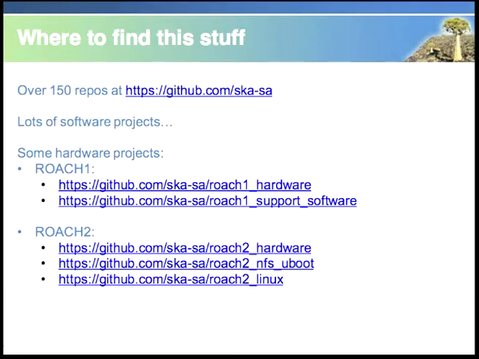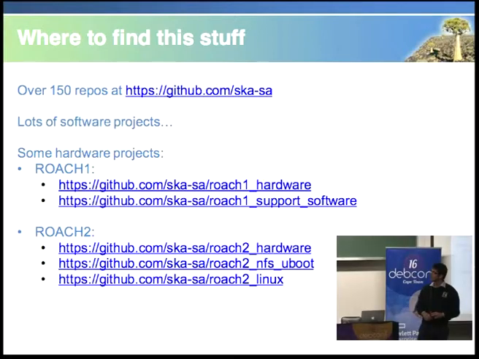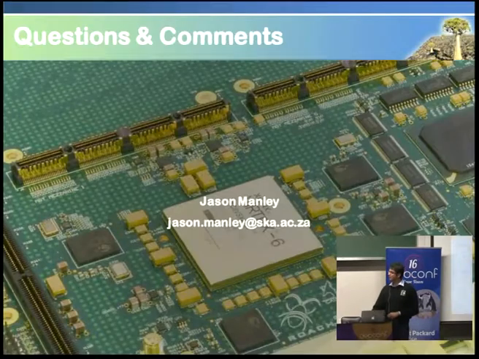And as I say, all the stuff's open, the hardware, the software, everything. There are about 150 repositories at our GitHub account. Lots of software projects, some hardware projects. So the CAD designs, schematics, PCB layouts, everything is in here if you want to make your own hardware. All the supporting software is there as well. So that's kind of the overview.